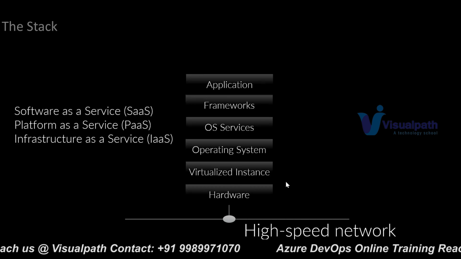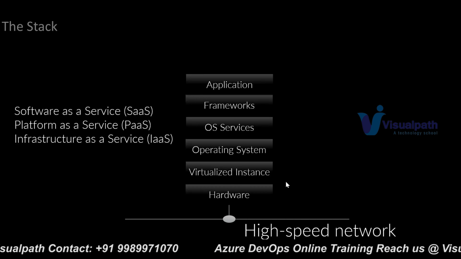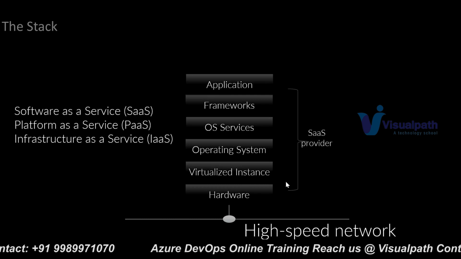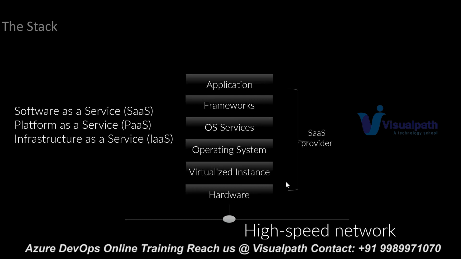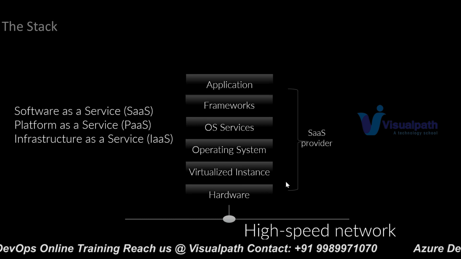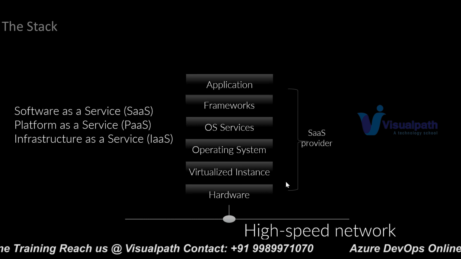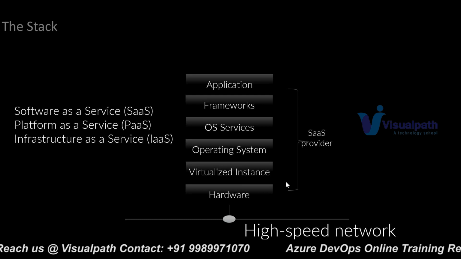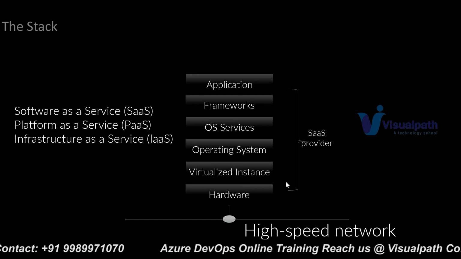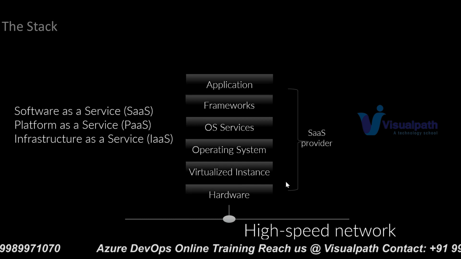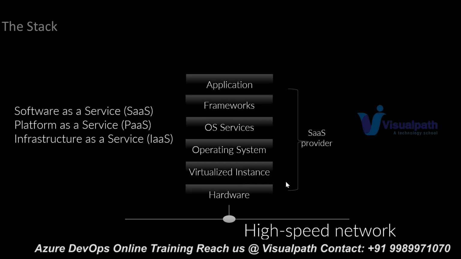Then, whatever kind of service you need, you would be going in. The first kind of service is software as a service. This means that if you just buy it, you don't need to worry about the application, or the maintenance, or the availability. That is what we call software as a service.